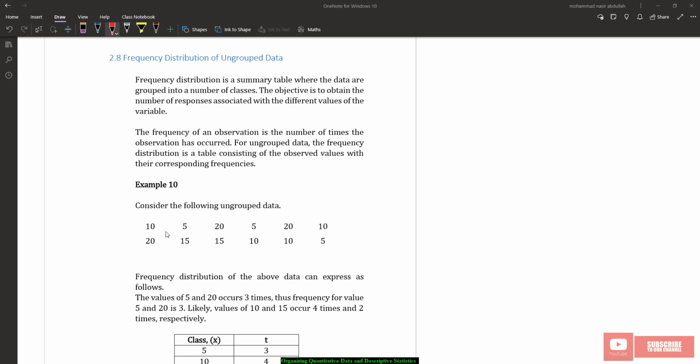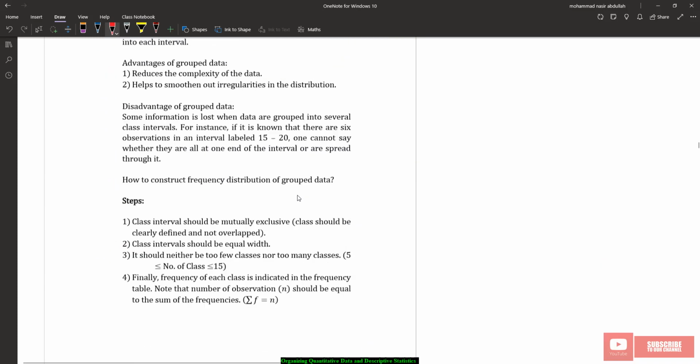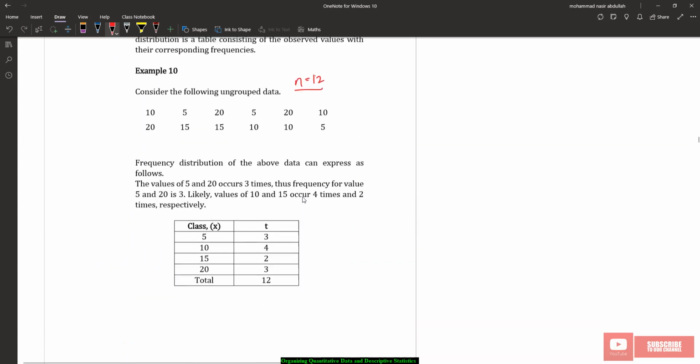So let's say we have a set of data. This is 1, 2, 3, 4, 5, 6. We have 12, n equal to 12, right? So we need to partition this data into groups, right? So how to partition this data into groups? We're going to use some steps. First, we need to know how to determine the number of classes. So we need to know how many classes we want to construct.